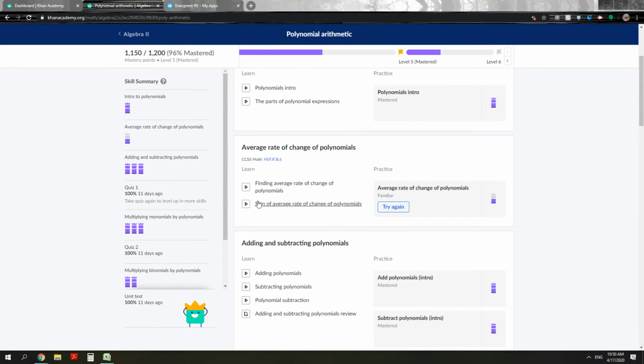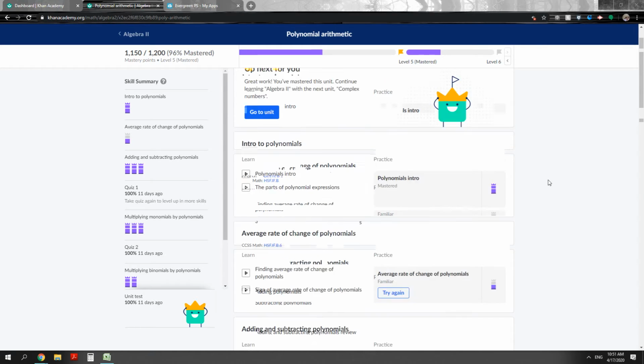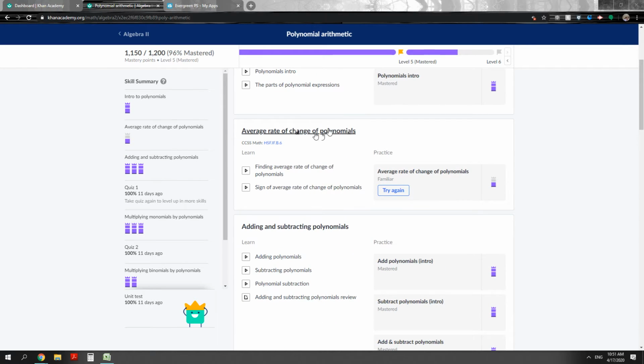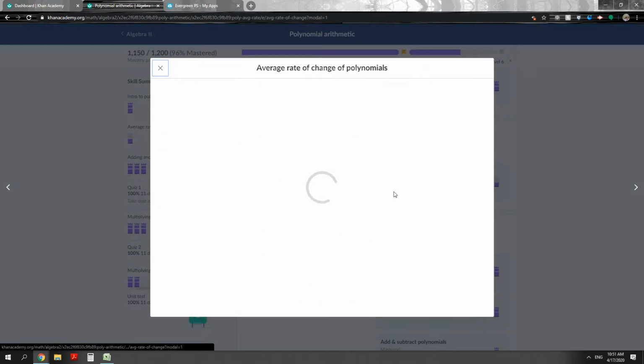Okay. Oh man, I only have one little rectangle for average rate of change of polynomials. So I'm only familiar, I do not have it mastered. Okay, see if I can figure this out. Where is it? Average rate of change of polynomials. Try again.